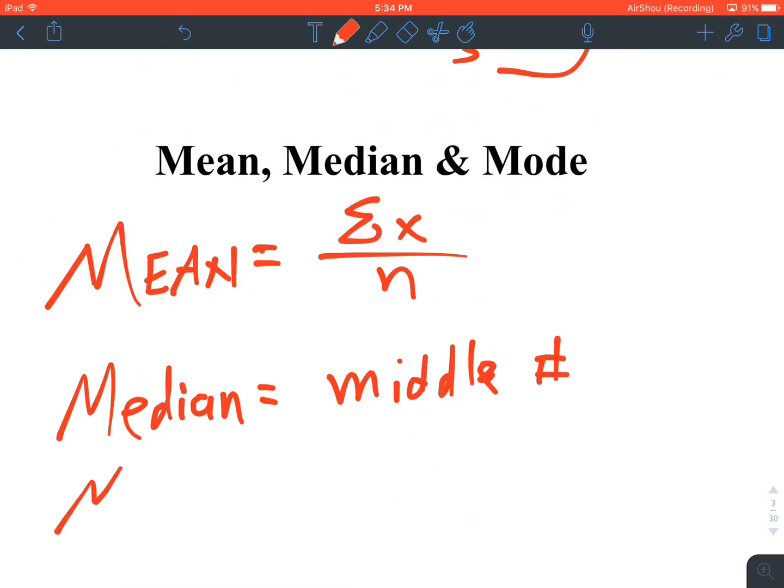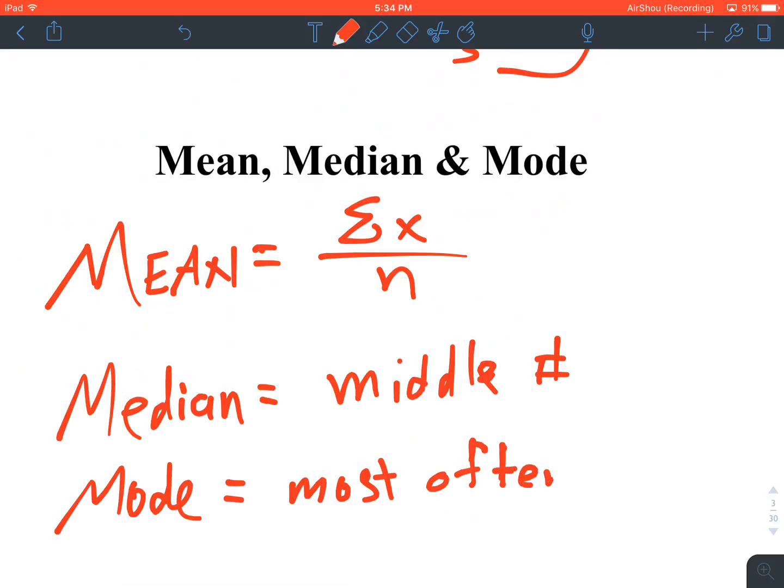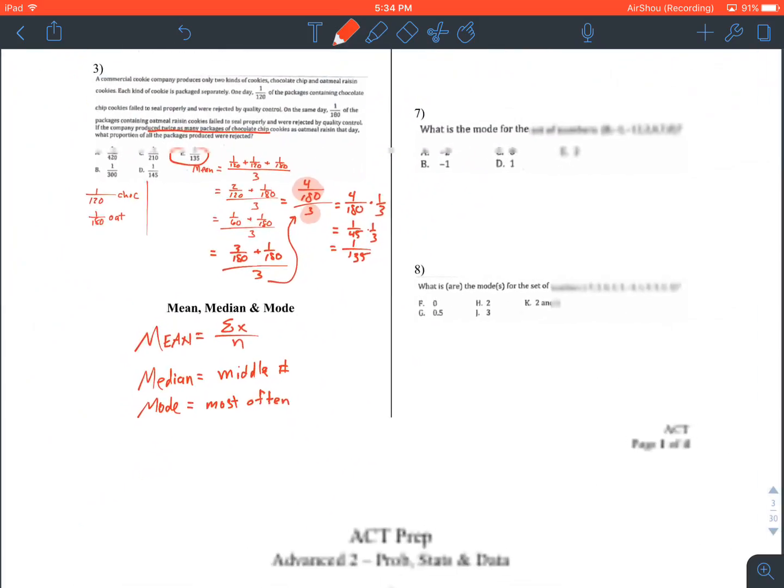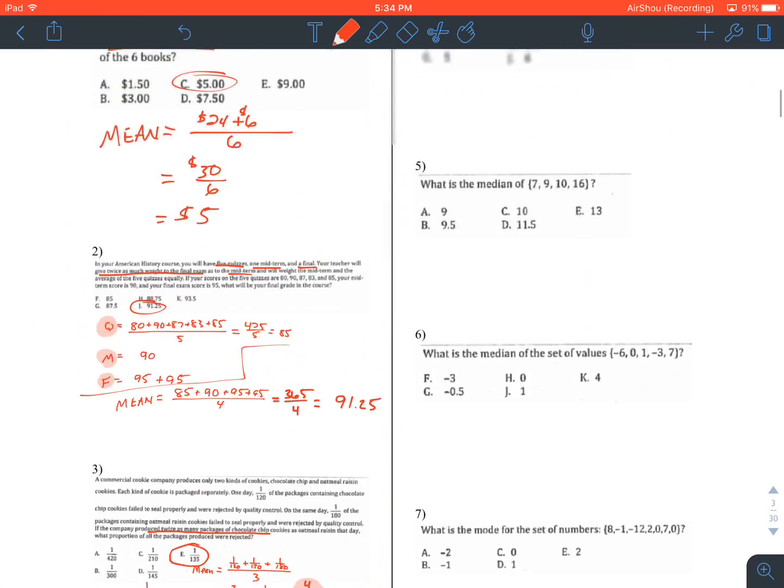The mode is the number that occurs the most often in a set of numbers. If you have more than one number that appears most often, then you could have more than one mode. With that in mind, let's check out question 4.